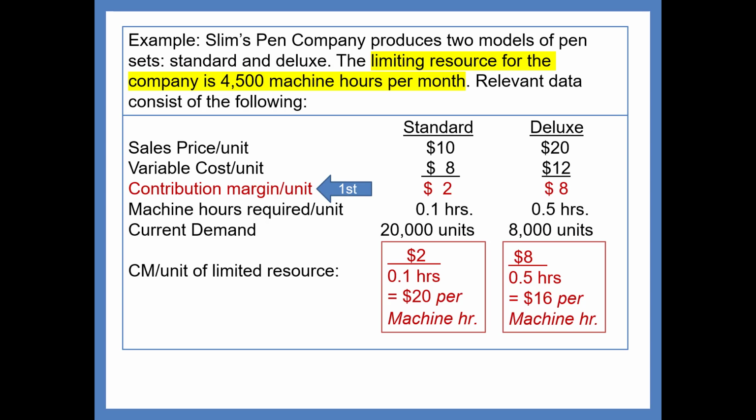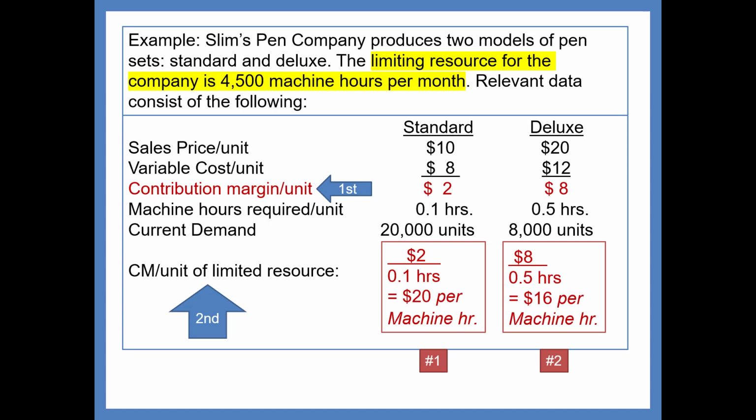Well, let me back up. Let's walk through what we just did. First, you calculate the contribution margin per unit. Then you calculate the contribution margin per machine hour. Now we can rank these in terms of profitability. The standard would be the number 1 profitable product. The deluxe model would be number 2. You base it on the contribution margin per machine hour.